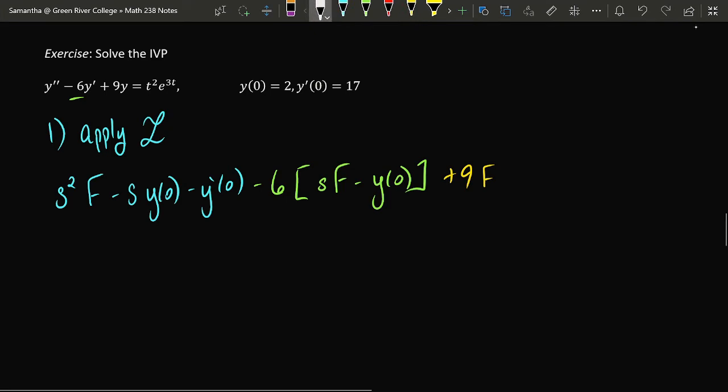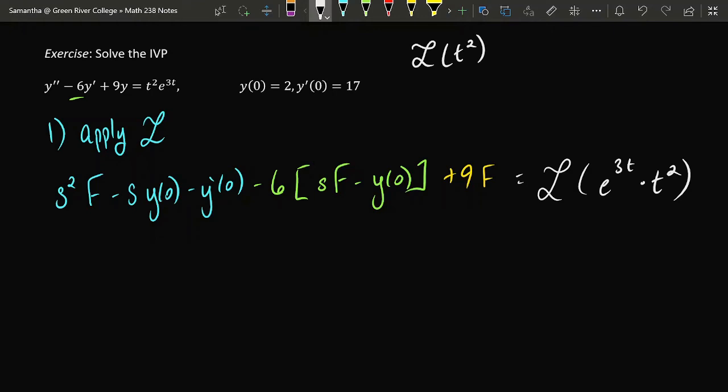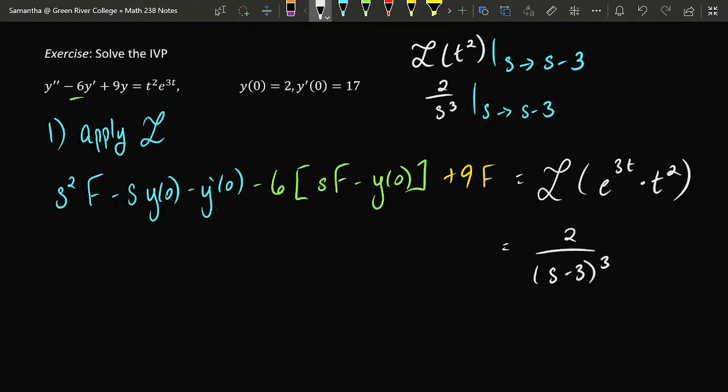On the right-hand side, we have the Laplace transform of a product, exponential, multiplied by t squared. And the theorem says that you can take the Laplace transform of t squared and simply replace s with s minus 3 in the result. Now the table says that the Laplace transform of t squared is equal to 2 divided by s cubed. So if I replace the s with s minus 3 in that result, then I get 2 divided by s minus 3 quantity cubed.